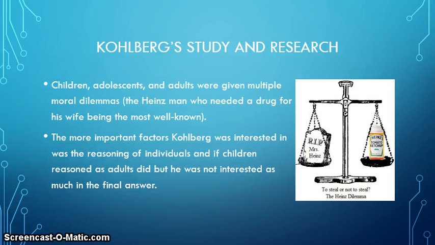For his study and research, he studied children, adolescents, and adults, and they were given multiple moral dilemmas, such as the Heinz man who needed a drug for his wife, and we actually even did that one not too long ago ourselves and read over that. The more important factor Kohlberg was interested in was the reasoning of individuals and if children reasoned as adults did. But he was not interested as much in the final answer. It was more about the way they got there, the reasoning.